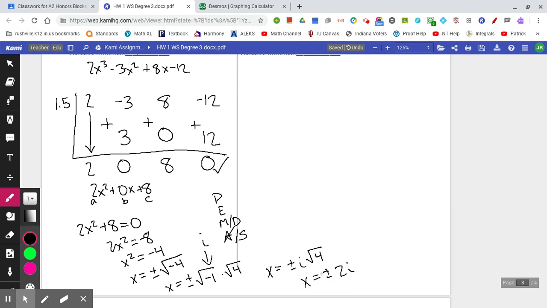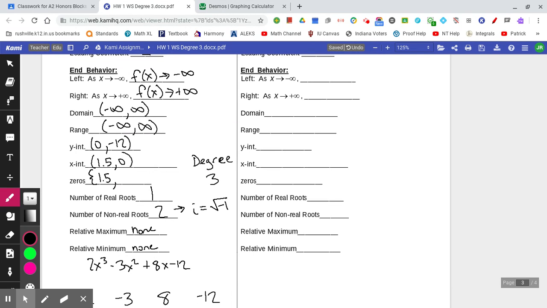So here, 1, positive 2i, and we have negative 2i. Here are 2 more roots, 2 more zeros. They're just non-real because they contain that imaginary number i. So we're going to put those up here. We have positive and negative, so we can write it as 1, positive and negative 2i. And now we have 1, 2, 3. We have degree 3, so we have 3 zeros, we have 3 solutions, and we are all finished.